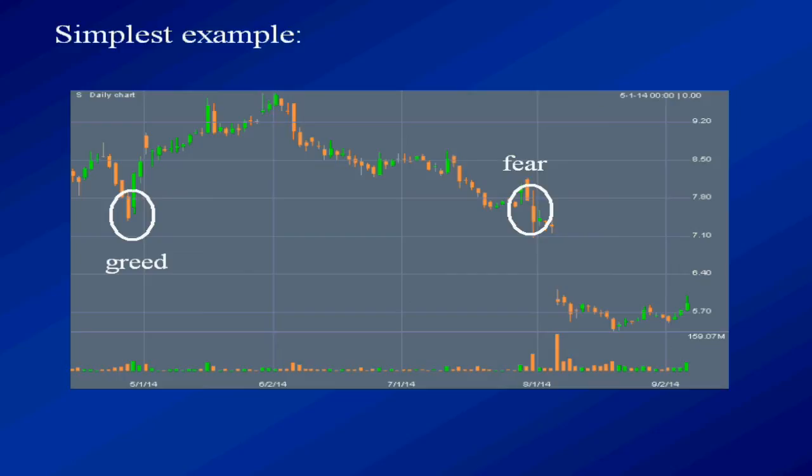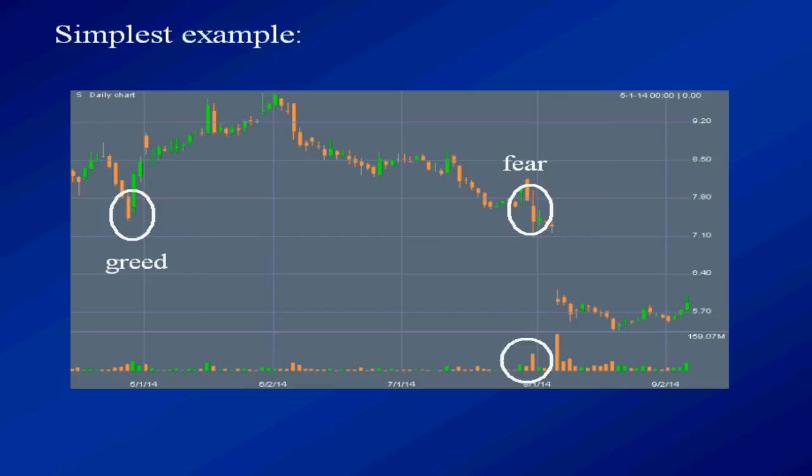Now I'm circling greed there on the left, and the reason I know there's greed is because the volume increases substantially and the price moves higher. That means people are going to want in, and thus a bandwagon effect is created and the stock soars. That's for quite a long period of time. This is a daily chart. Each one of those little bars is one day.